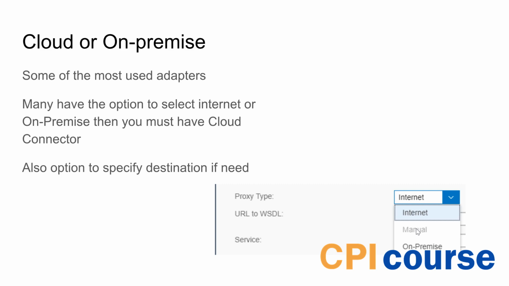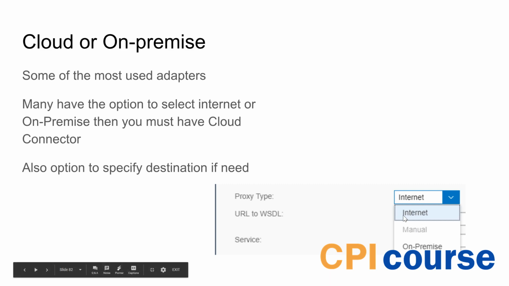Then you can specify this in a drop-down box, and if you specified on-premise, you would then also get the option to specify which cloud connector location you want to specify, and then you just need to use the URL from the cloud connector when connecting with these data.